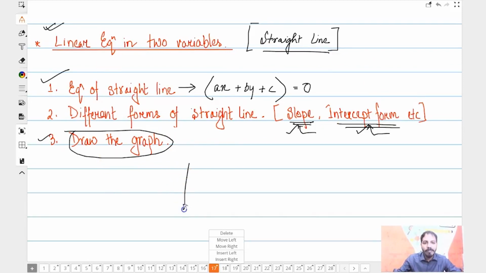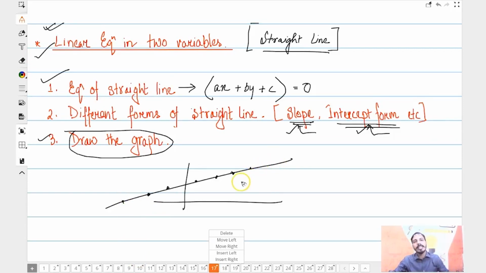So the graph of a straight line will have several points. Suppose this is my straight line. I'll be having several points on this straight line, and each point on the straight line is a solution of this linear equation. And I will have infinite solutions, because on this straight line I will have infinite points, and all the points on the straight line are solutions of this linear equation. So this is the concept in short.